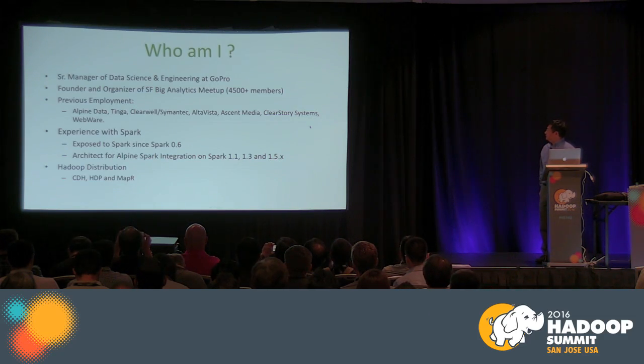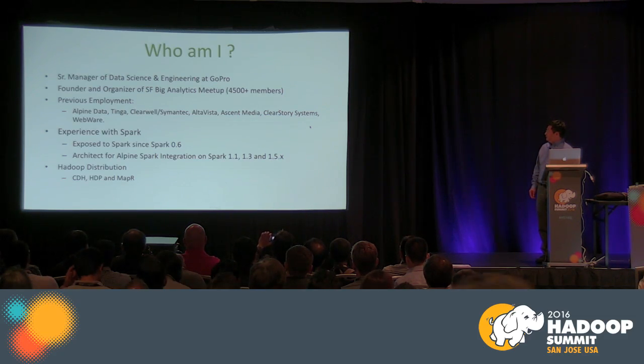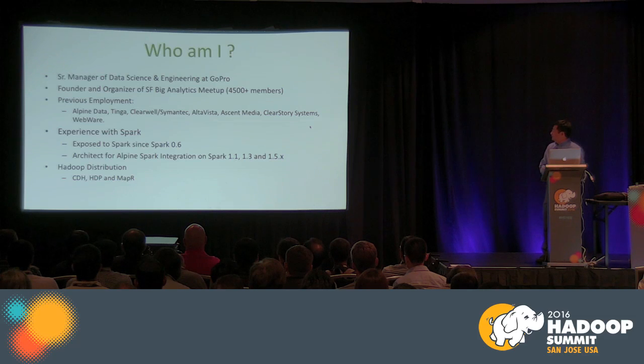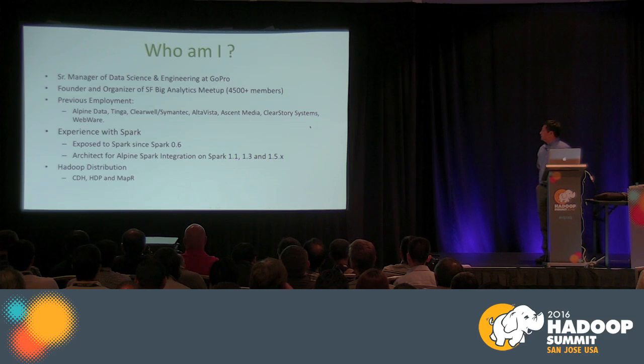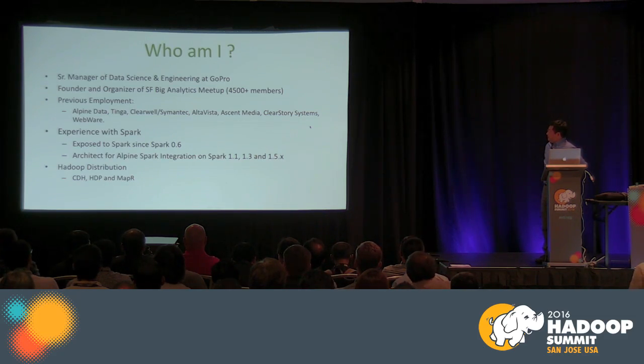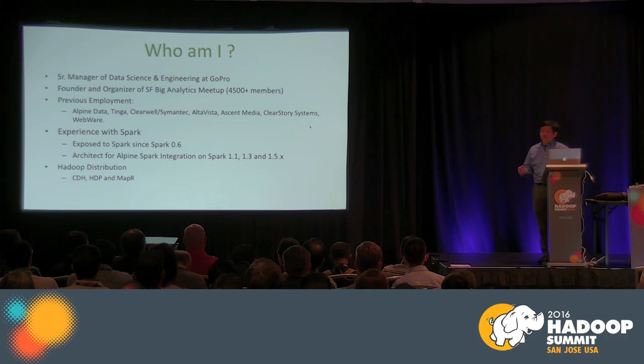Previously, I have worked at different companies, large and small. Before that, I was working at Alpine, particularly Alpine Data Labs, Semantics, and other companies. I just joined GoPro recently. I've been working with Spark since 0.6, but the majority of my work with Spark was during our Spark integrations at Alpine Data Labs, where we integrated Spark 1.1, 1.3, 1.5, and different versions on different Hadoop distributions: Cloudera, Hortonworks, and MapR.